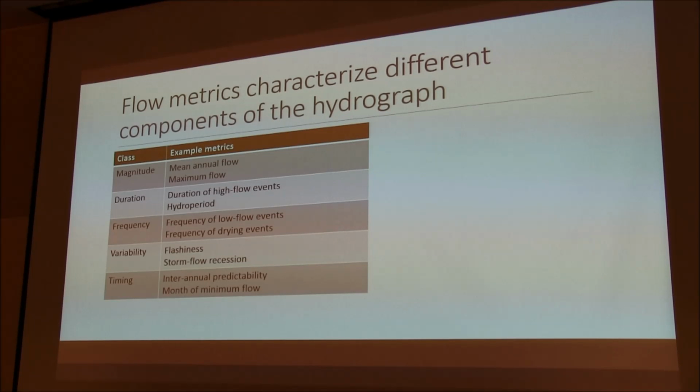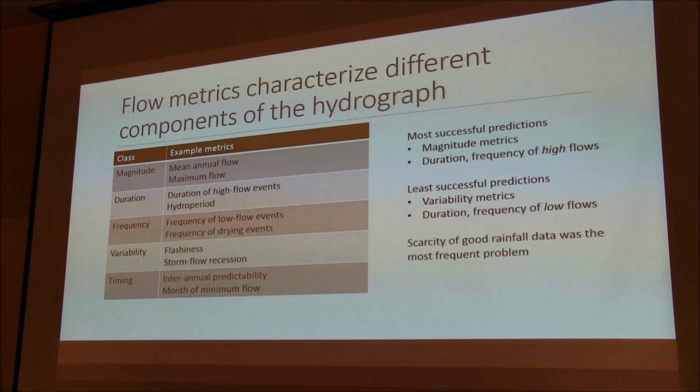And I'm not going to go into a lot of technical detail about this, but I'll tell you that we found that our process for estimating these flow metrics, when we compared them to validation gauges, we did really well with the magnitude metrics, and we did pretty well when we were looking at duration and frequency of high flow events. It was a lot harder for us to look at variability in the hydrographs. Duration and frequency of low flows were also really difficult for us. And I think this actually has to do with the fact that low flow metrics and variability metrics might be heavily influenced by some local factors as opposed to just catchment scale factors.